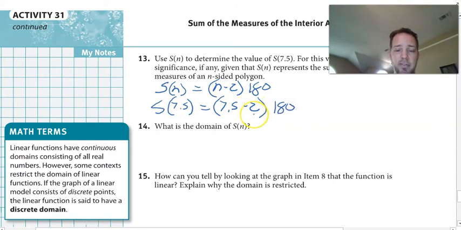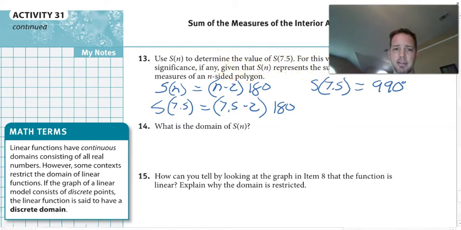So we get 5.5 times 180, so we end up getting 990 degrees, I guess. But the next question says, explain the significance, if any, given that s of n represents the sum of the angle measures of an n-sided polygon. So this is the answer we get if we plug in a number, but n is supposed to represent the number of sides of a polygon. Can you have a polygon with 7.5 sides? No. So this doesn't make any sense. You can't plug in numbers that aren't whole numbers to represent the sides of a polygon.